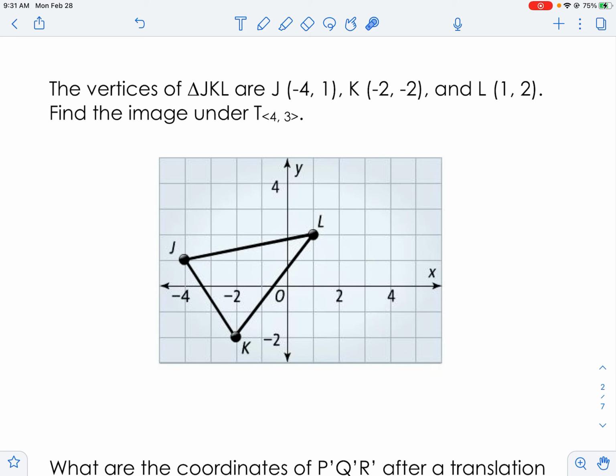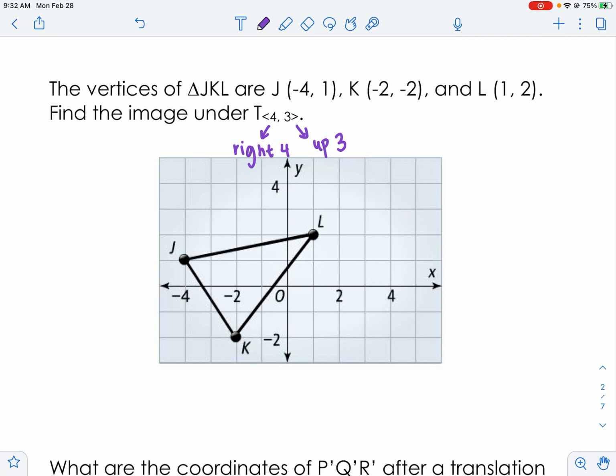So taking a look at this one, it already graphed the original. It says the vertices of triangle JKL are at J, -1, 4. K is at -2, -2, and L is at 1, 2. Find the image under T, translation, 4, 3. Now 4 is in the X spot, which means positive 4 in X would be right 4. What do you think the 3 would be? You said up 3, you're right. So what I'm going to do is take each point and go right 4, and then go up 3.